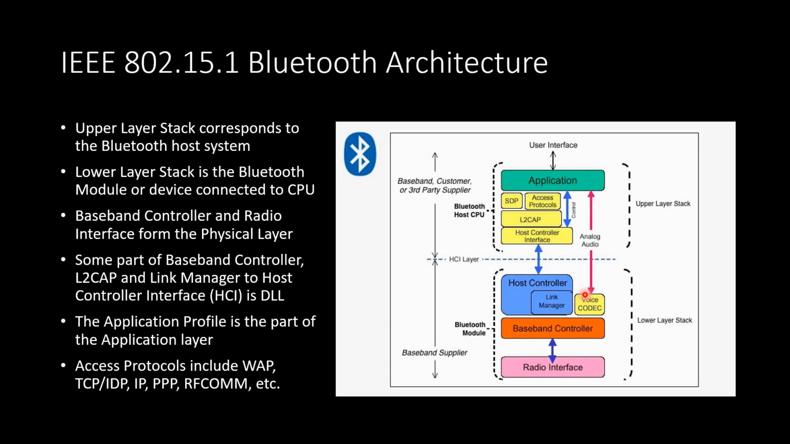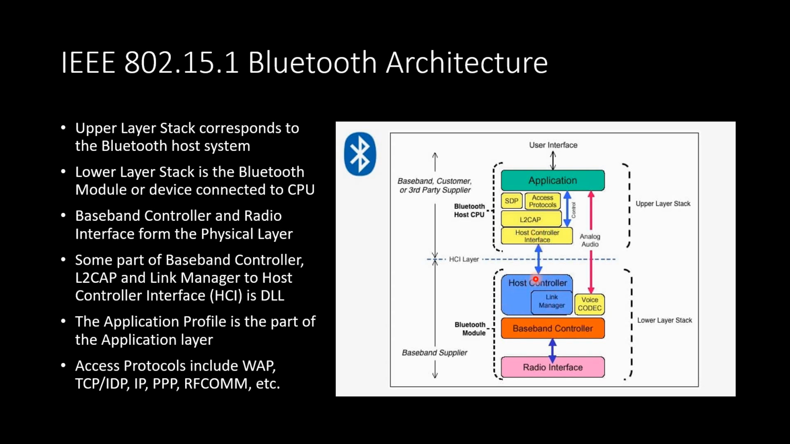This Bluetooth module can be removed from the system, and another Bluetooth module can be attached. The upper part is the upper layer stack, which is part of the host system, or the host PC. It contains the application layer and the different protocols, SDP, L2CAP, and then different access protocols. The access protocols mean the adopted protocols, such as IP and UDP, as you've already seen before. Then there is the host controller interface, which communicates with the Bluetooth module.